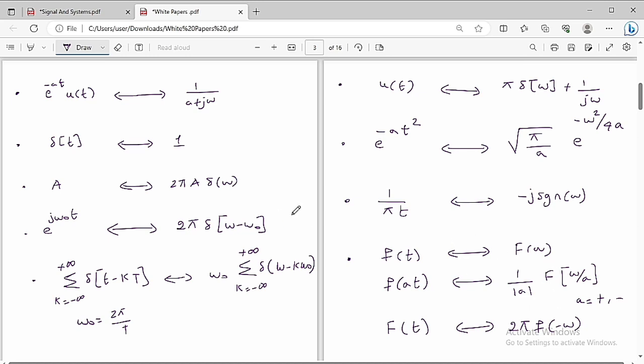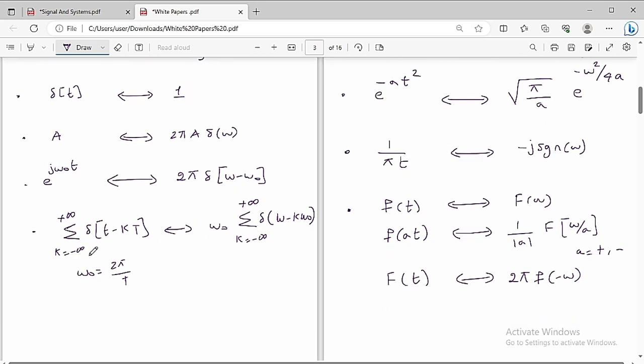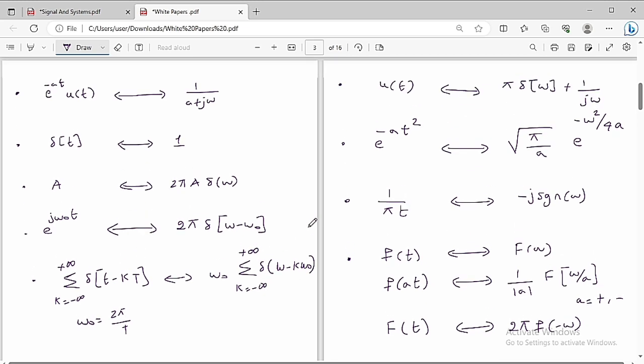I want you to remember only these things. If you remember these, you can get the other things in a very simple manner. So for e to the power of minus at into u of t, the Fourier transform is 1 by a plus j omega. For delta of t, the Fourier transform is 1. For e to the power of j omega naught t, the Fourier transform is 2 pi delta of omega minus omega naught. And for sigma k equal to minus infinity to infinity delta of t minus kT, where omega naught is equal to 2 pi by T, the Fourier transform is omega naught into sigma k equal to minus infinity to infinity delta of omega minus k omega naught.